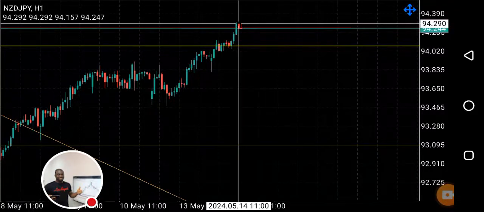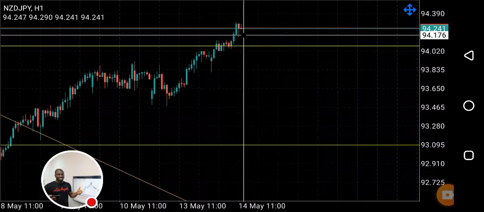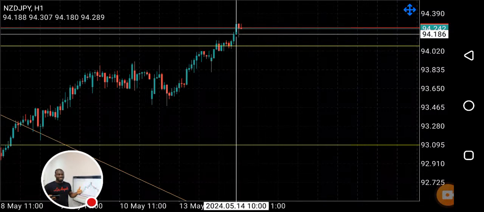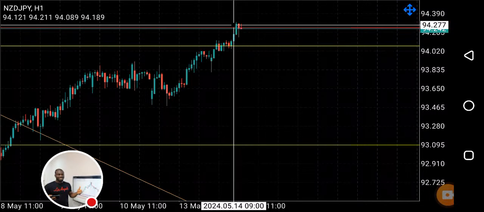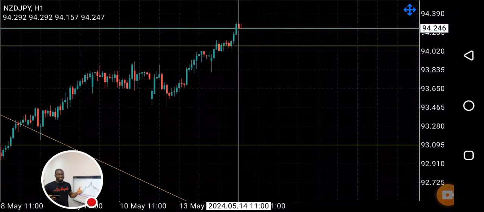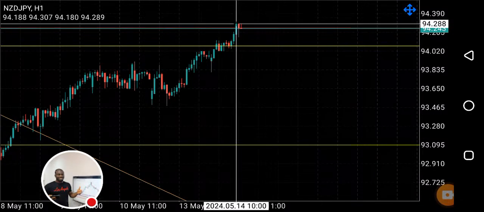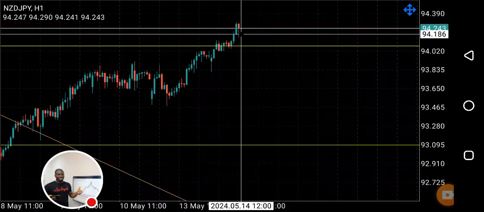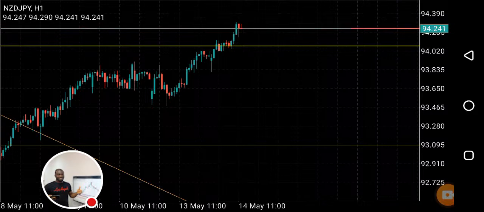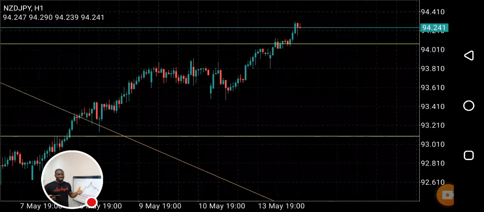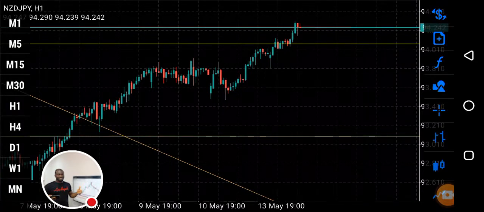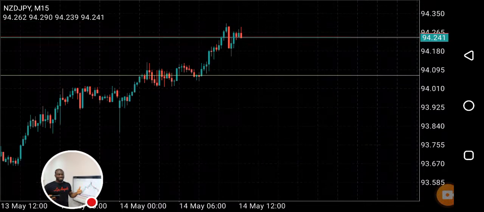Your stop loss should be 20 pips above. If you are entering a sell at the current market price, your stop loss should be at least 20 pips above this high, because liquidity is residing at this high right now. So your stop loss should be 20 pips above the high of this candle. That is my call for New Zealand JPY. It's good to sell, but ensure that you set your stop loss 20 pips above.